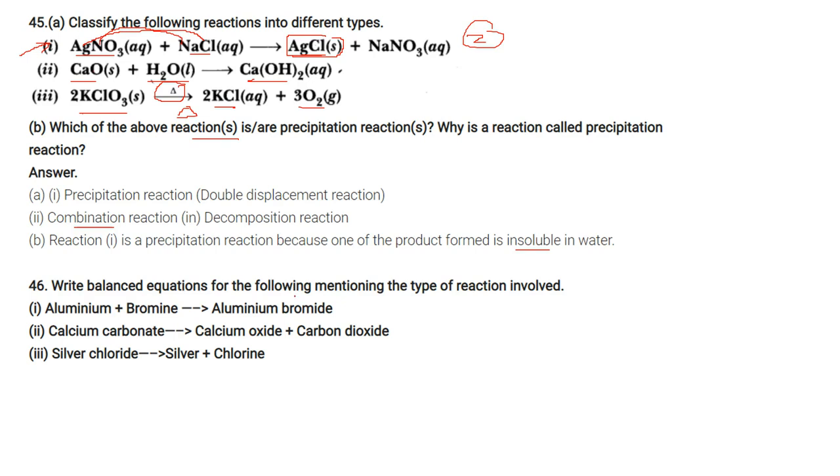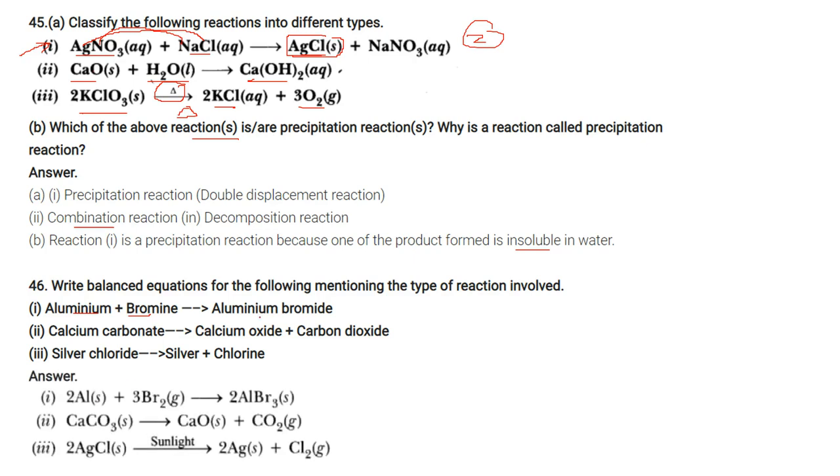Write balanced chemical equations for the following, mentioning the type of reaction involved. Aluminium and bromine combine to form aluminium bromide, AlBr3. Calcium carbonate, CaCO3, gives you calcium oxide, CaO, and carbon dioxide, CO2. Silver chloride, AgCl, is decomposed to silver because of sunlight. This is a photochemical reaction, and it gives you silver and chlorine.